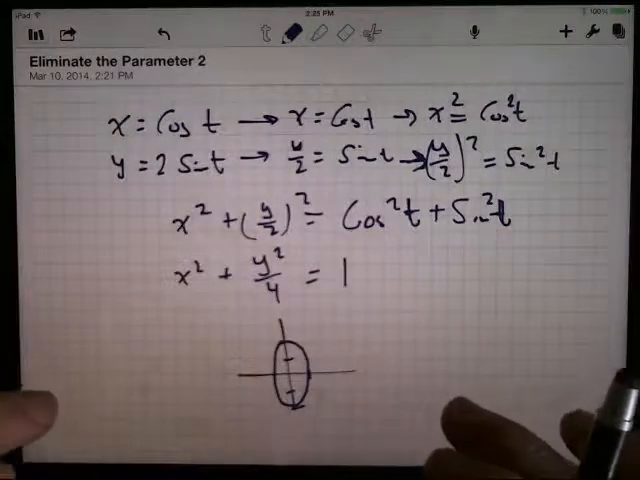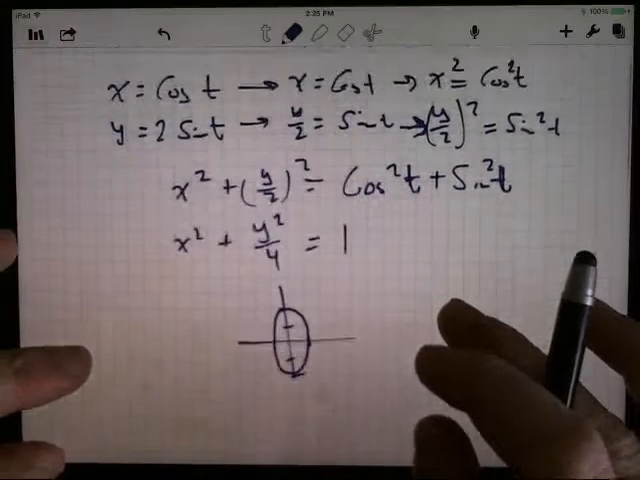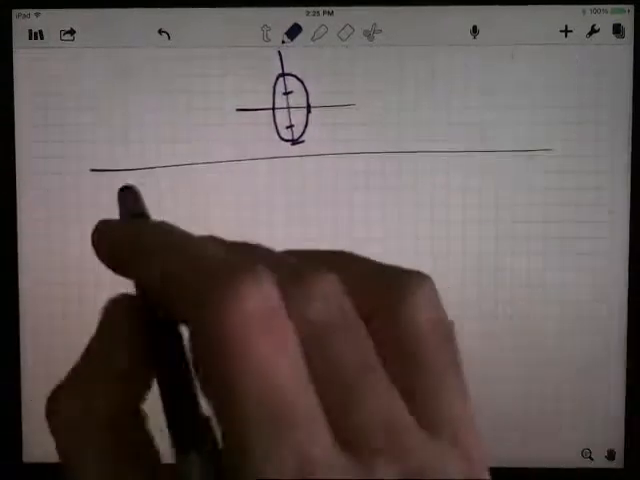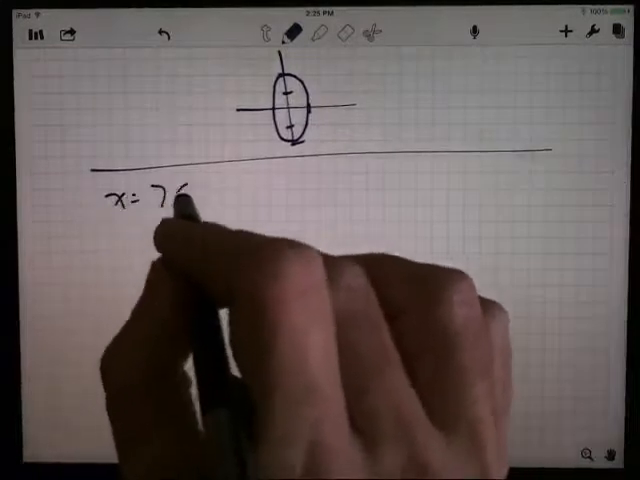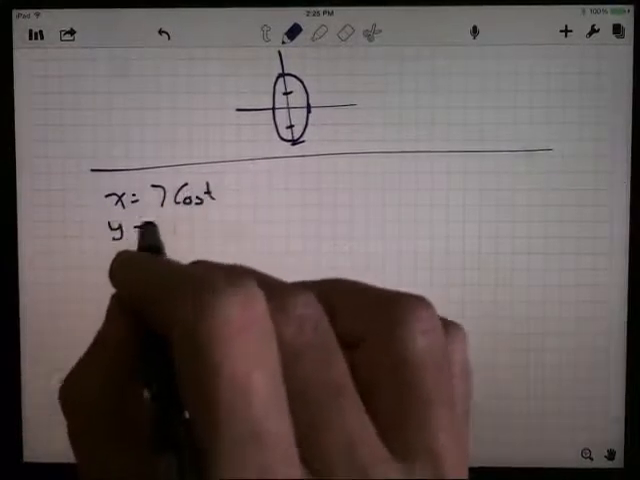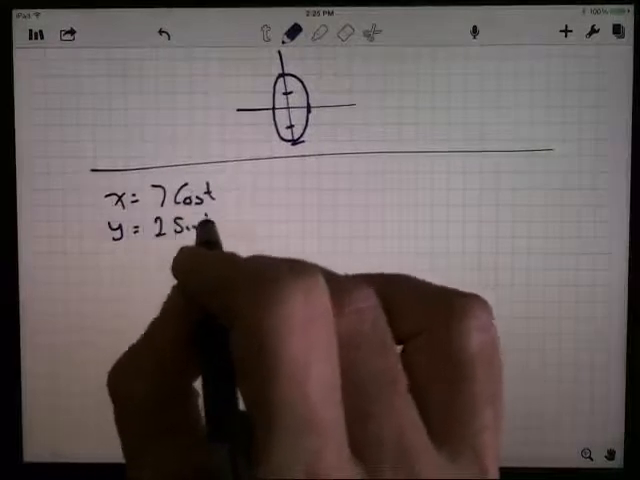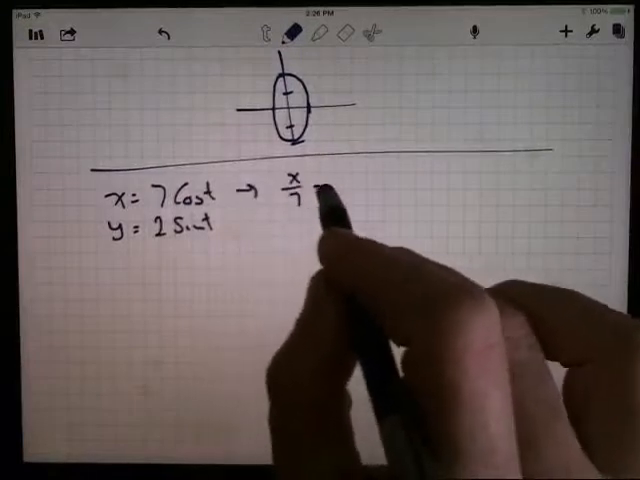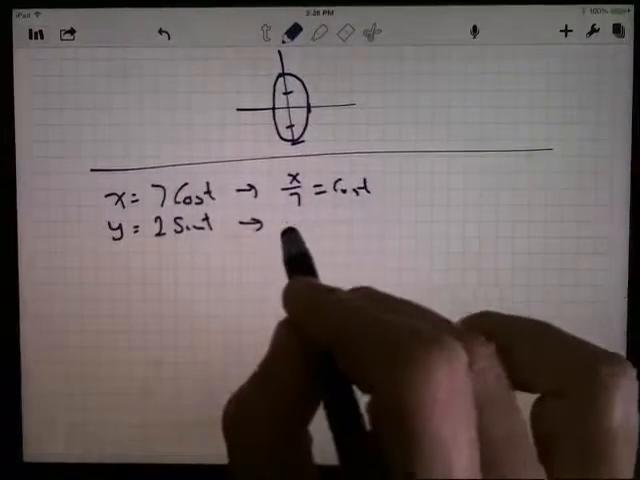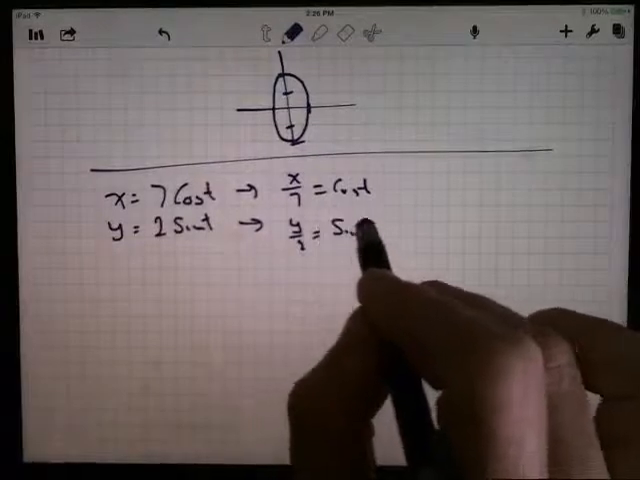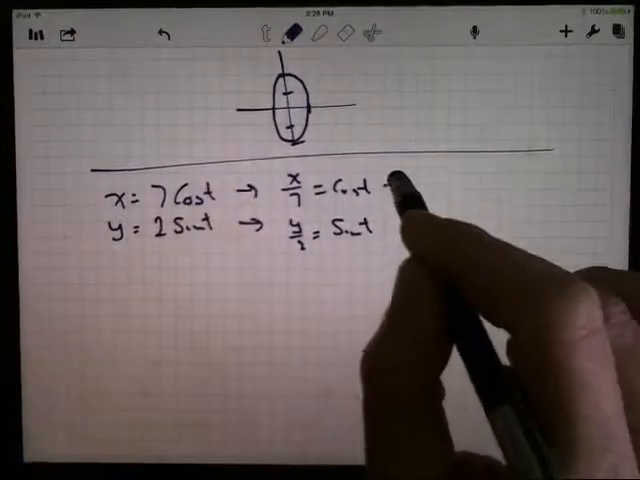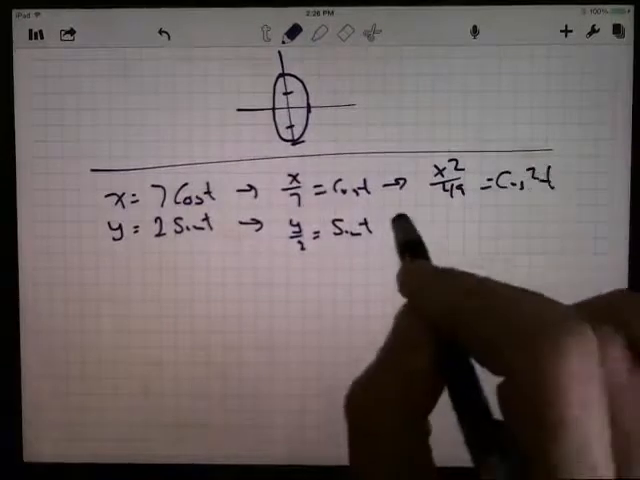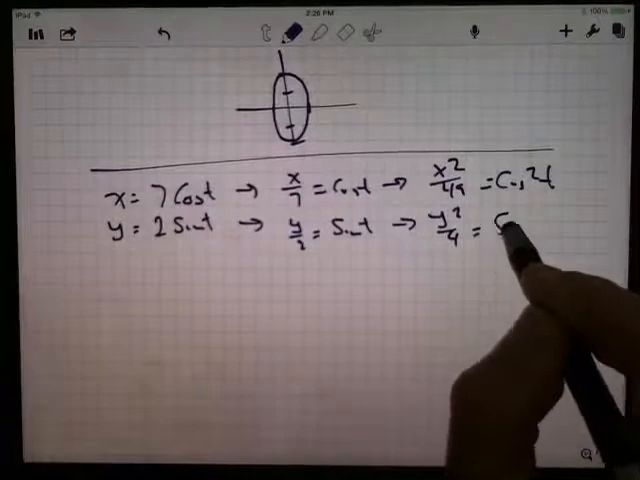Some other things that we noticed. What did I do next? I think I multiplied the x coordinate by 7, right? So I've got x equals 7 cos t and y equals 2 sine t. Well, if I do the same kind of thing, divide this one by 7, x over 7 equals cosine t, divide this one by 2, y over 2 equals sine t, and then square both sides of each equation. So this is x squared over 49 equals cosine squared t. This is y squared over 4 equals sine squared t.